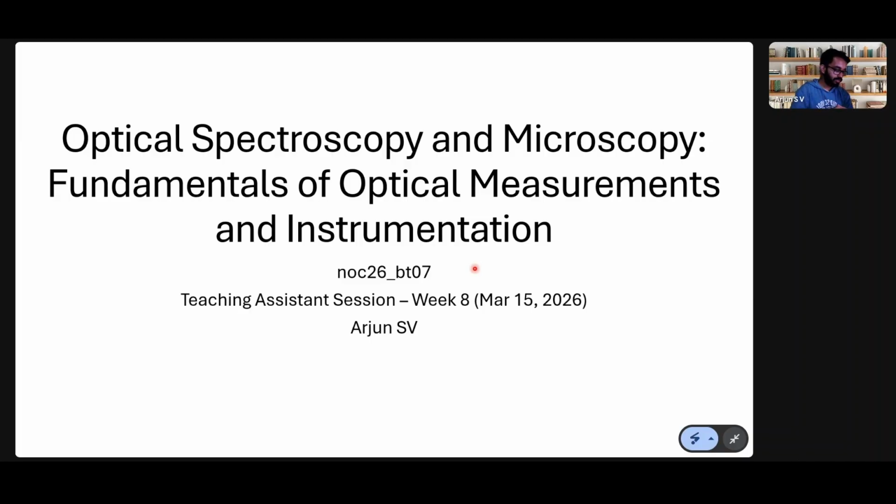We also went over other processes such as pulse compression and how pulse compression happens. And we also saw a demo of how a laser works. Basically, we saw how a titanium sapphire laser works.